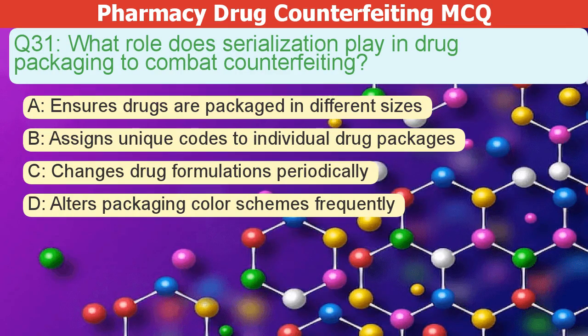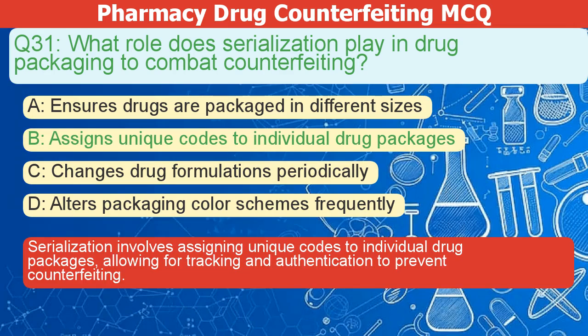What role does serialization play in drug packaging to combat counterfeiting? A. Ensures drugs are packaged in different sizes. B. Assigns unique codes to individual drug packages. C. Changes drug formulations periodically. D. Alters packaging color schemes frequently. The correct answer is B. Serialization assigns unique codes to drug packages, allowing tracking and authentication to prevent counterfeiting.